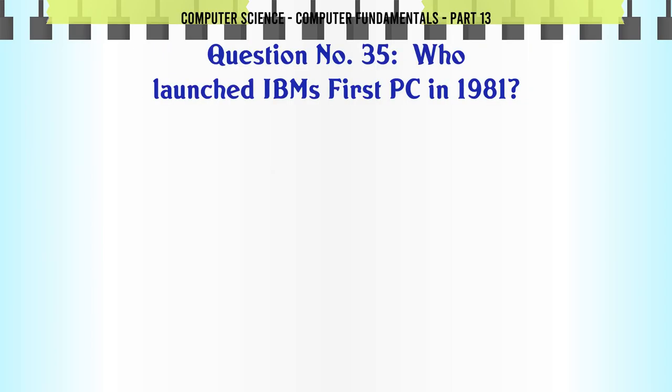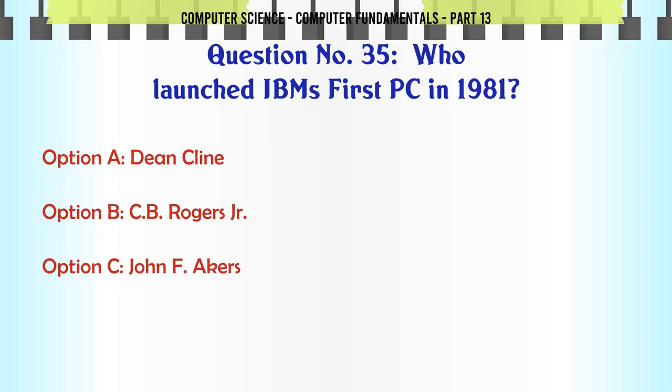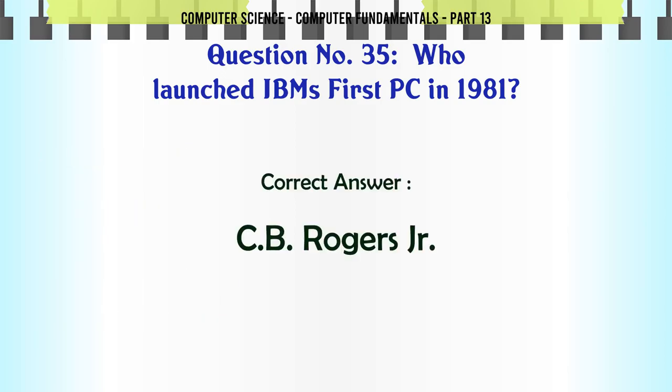Who launched IBM's first PC in 1981? A. Dean Klein. B. C.B. Rogers Jr. C. John F. Akers. D. David Swenson. The correct answer is C.B.